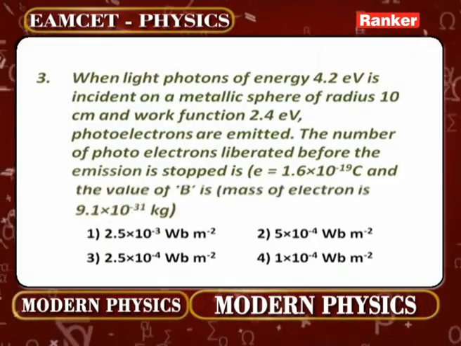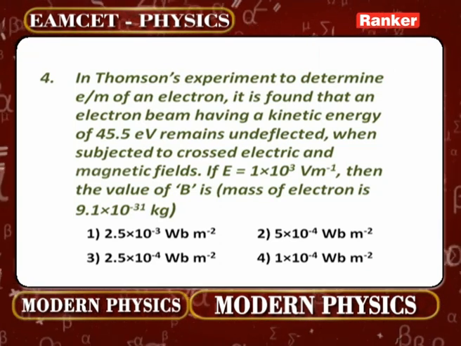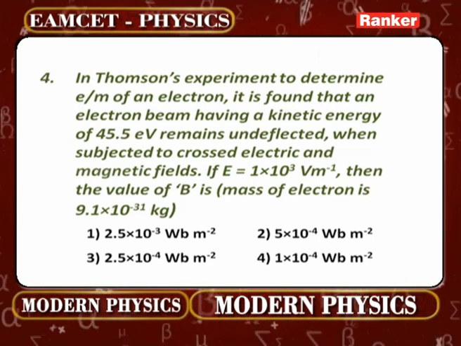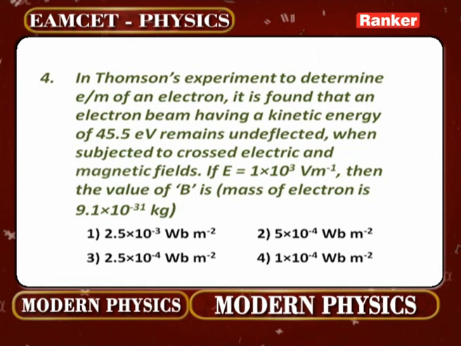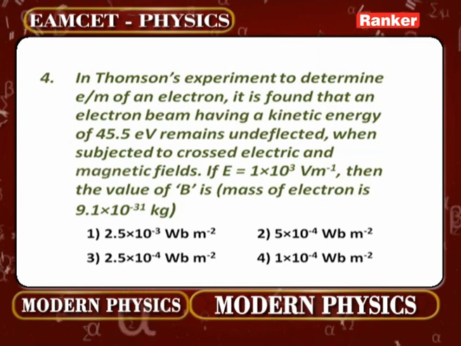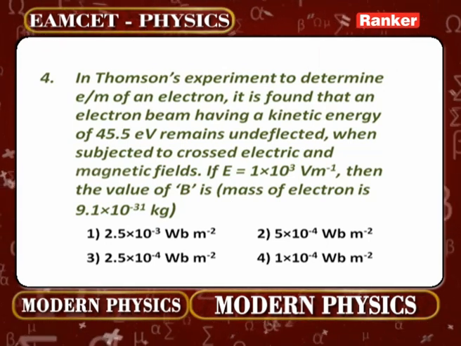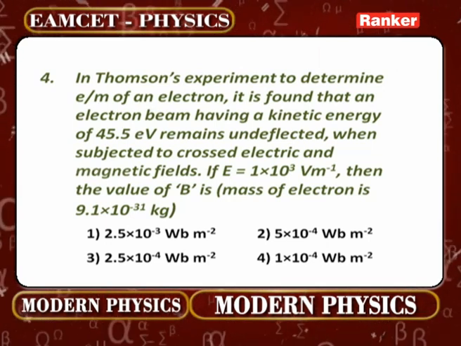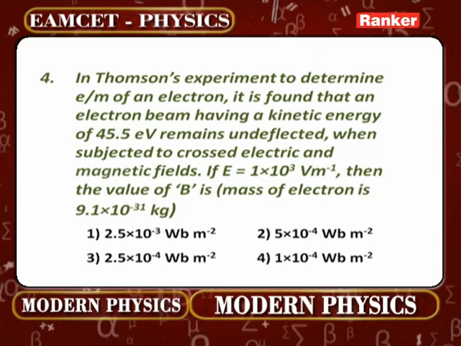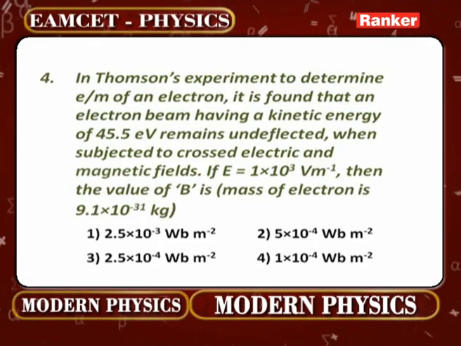Question number 4 this time. In Thomson's experiment to determine e by m of an electron, it is found that an electron beam having a kinetic energy of 45.5 electron volt remains undeflected when subjected to crossed electric and magnetic fields. If the electric field strength E is 1 into 10 power 3 volt per meter, then what is the value of B? He has also provided the mass of an electron, 9.1 into 10 power minus 31 kg.